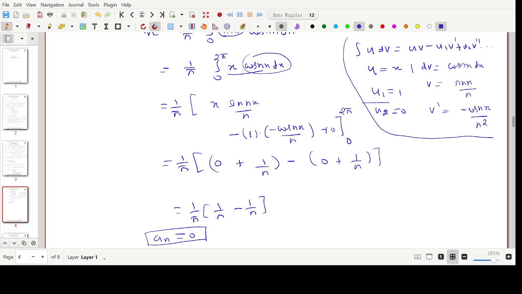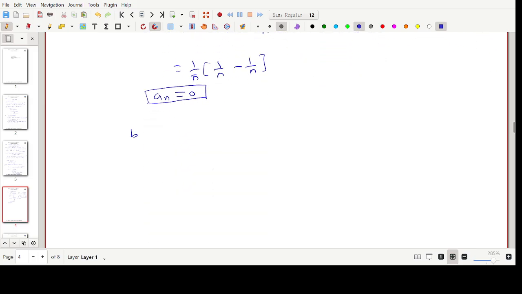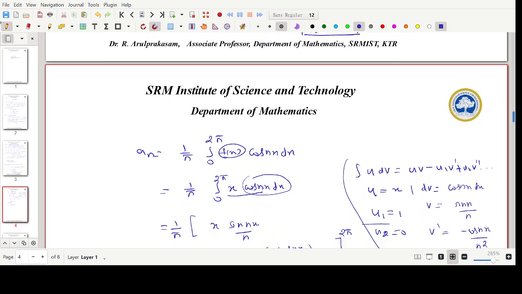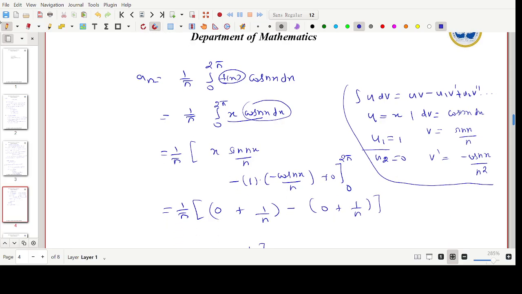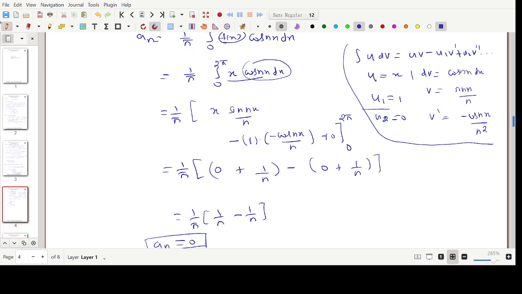So next I'll move on to the bn value. What is our bn? It is the sin nx coefficient value. The bn formula is 1 by pi integral 0 to 2 pi f of x sin nx into dx. Look at this here, cos nx, here sin nx into dx. So we can use the Bernoulli formula, we'll get the solution.